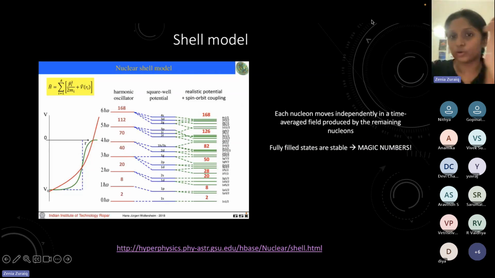As I said before, there is a fundamental difference between atoms and nuclei, which is that when we look at atoms, we can say that all the dynamics is controlled by a central force, which is given by the Coulomb attraction between the electrons and the protons.